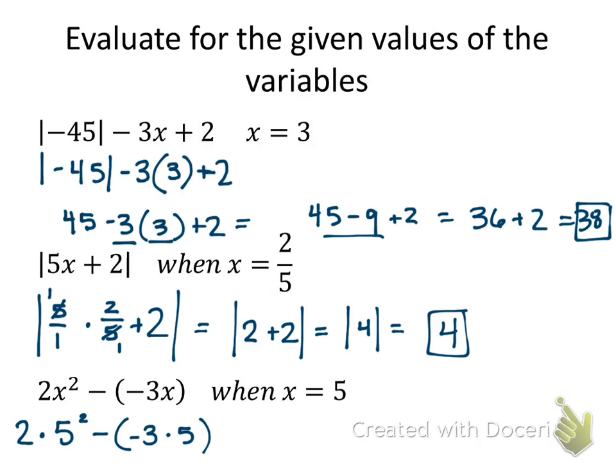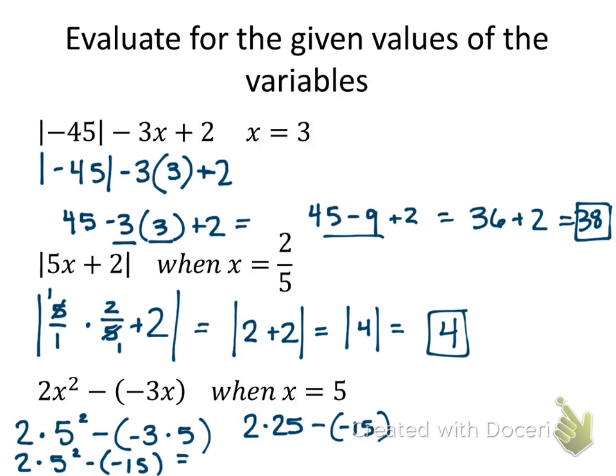Parentheses. And look, we've actually got something inside of parentheses that we need to do. So what is negative 3 times 5? Negative 15. So I have 2 times 5 squared minus negative 15. We did parentheses. What comes next, Javen? We do exponents. 5 squared is 25. So I have 2 times 25 minus negative 15.